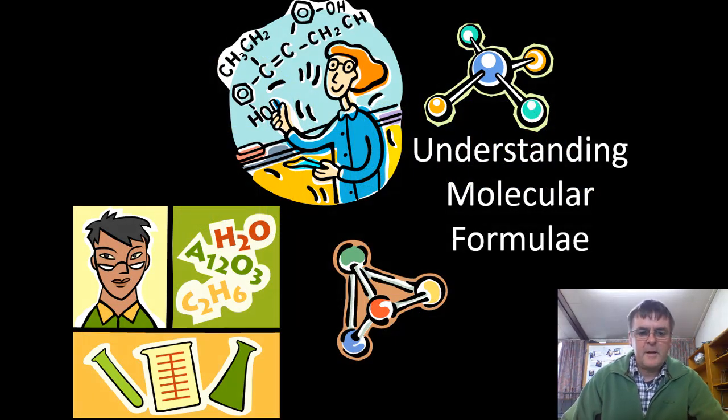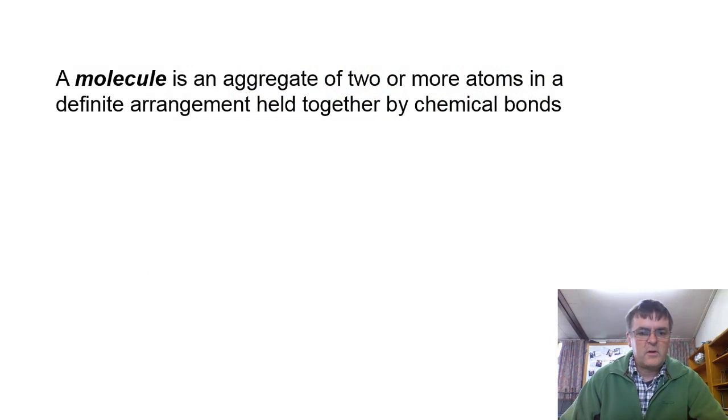Hi, it's Mr. Kane here, and this time we're going to try and understand what's meant by all the letters and numbers that we see in a chemical formula or molecular formula. So first of all, what exactly is this molecule that we're talking about when we have these chemical formulae? It's just a collection of atoms joined together by chemical bonds, and they have a definite way that they're arranged around each other.